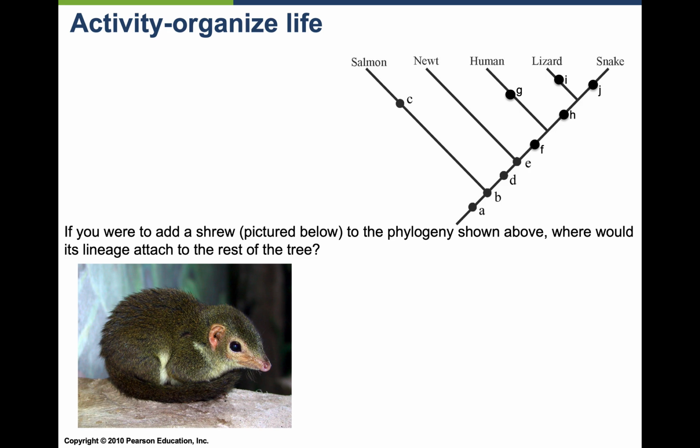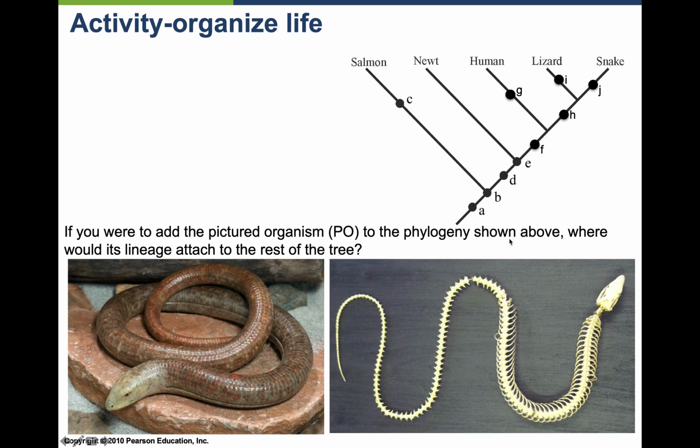Hit the pause button, think about it. Okay, hopefully you took some time. It would go here at G. Do you know why? Well, it so happens that this is a mammal. It has fur, it has mammary glands, and so we are mammals as well, so it would sit right here at point G.